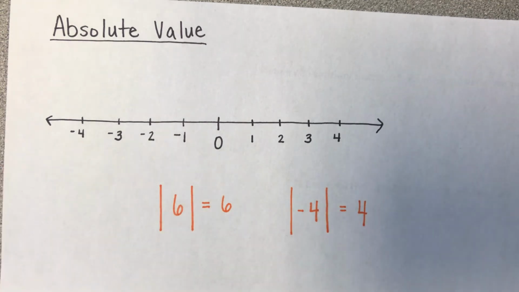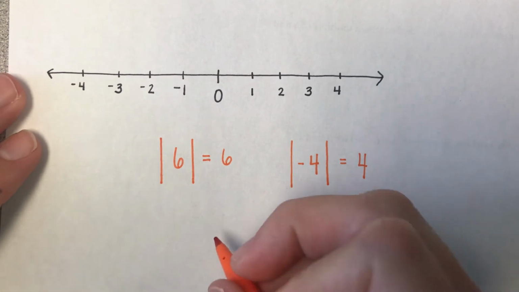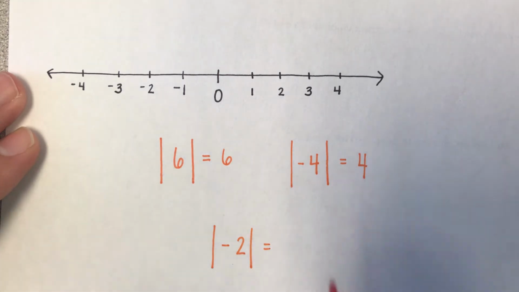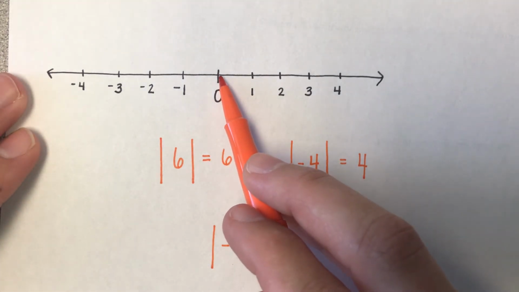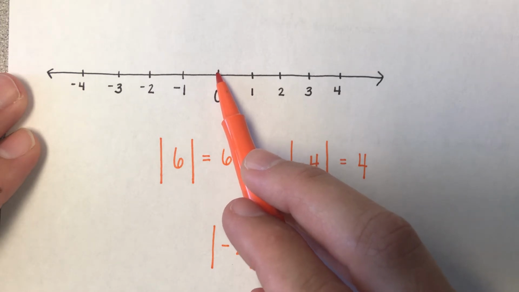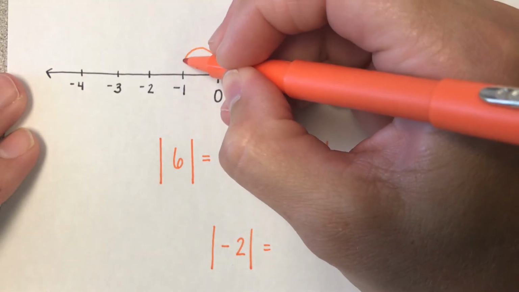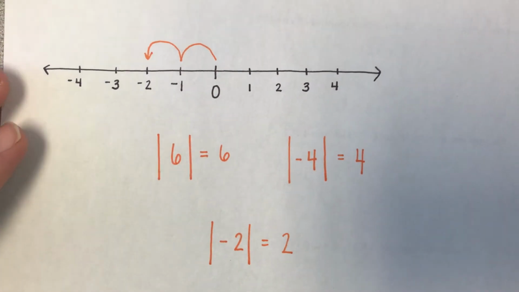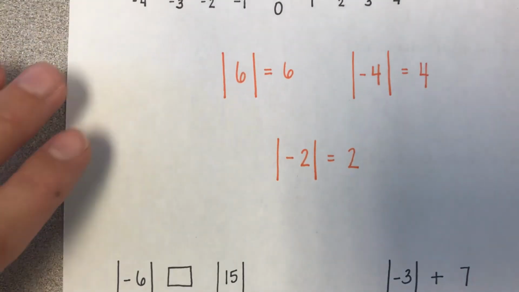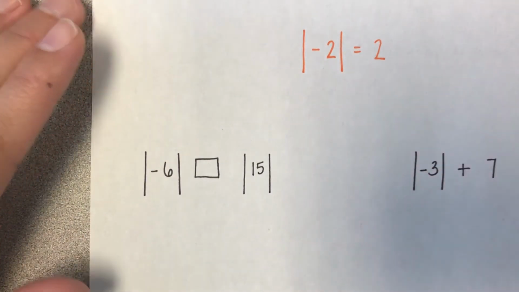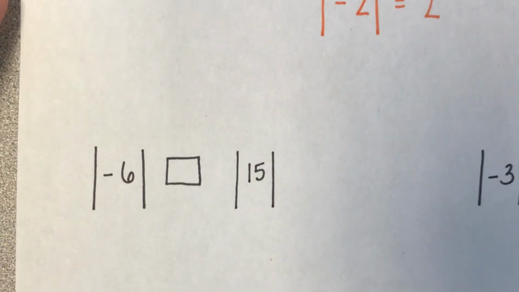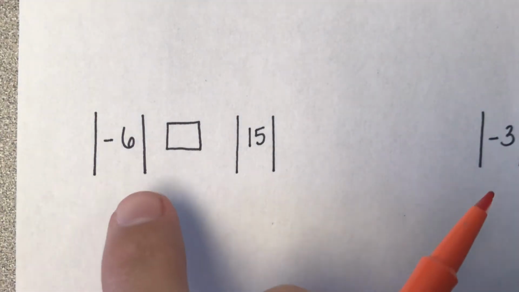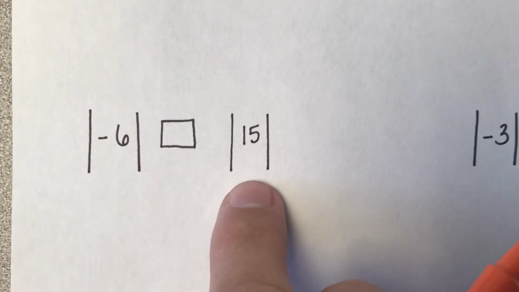Okay, so let's do one more before we look at some examples. So if I gave you, let's see, absolute value of -2, okay, so if I start at 0 and I make jumps until I get to -2, well then how many jumps did I take? I went 1, 2, so the absolute value of -2 is +2. Okay, let's look at some different examples. Let's say they give you this one and they ask you to compare these two numbers. Okay, so in other words, I'm going to be putting an inequality sign in between them. All right, so absolute value of -6 and the absolute value of 15.